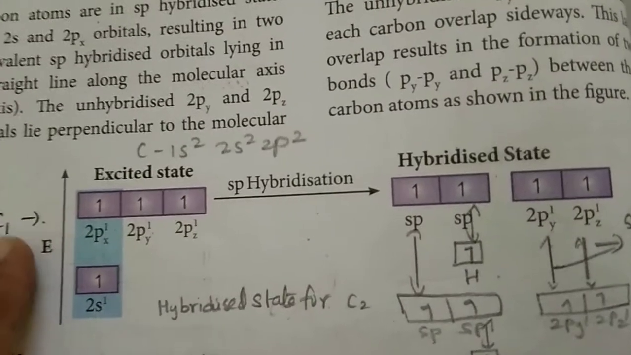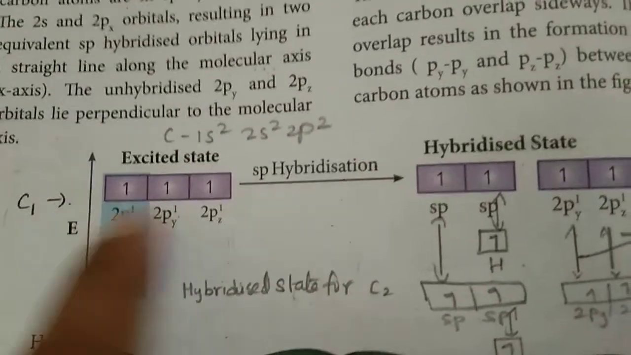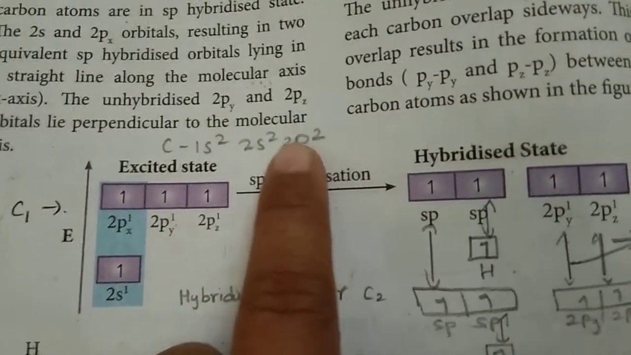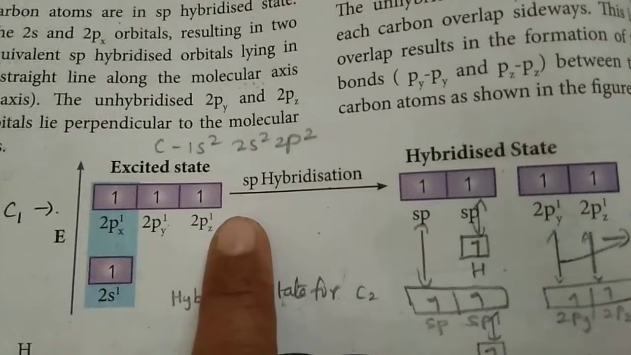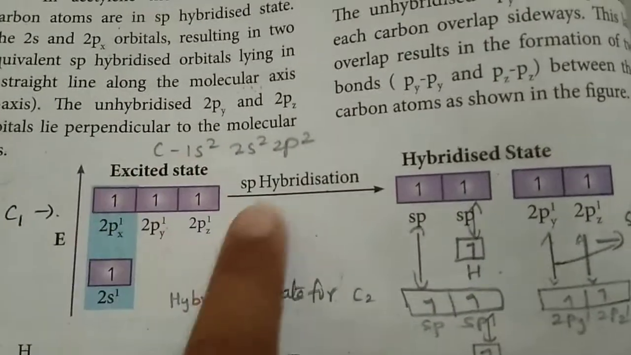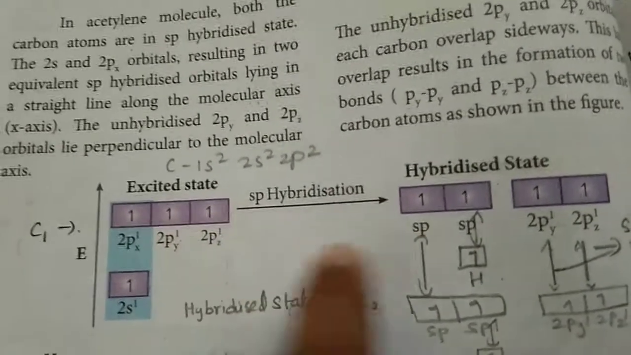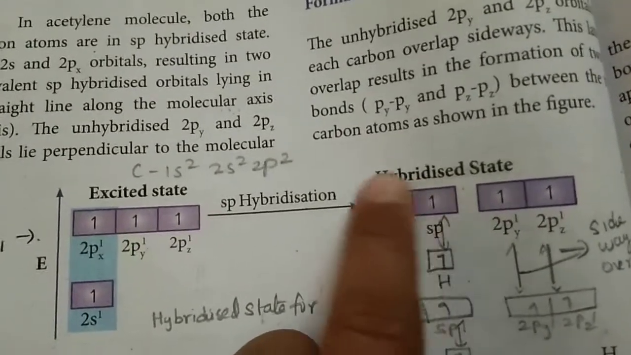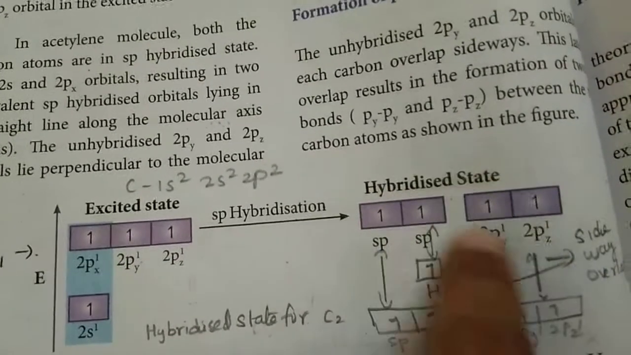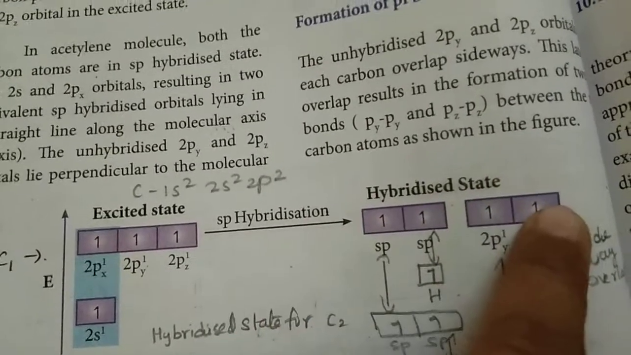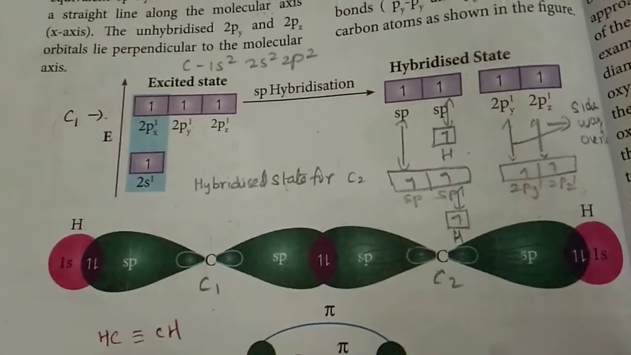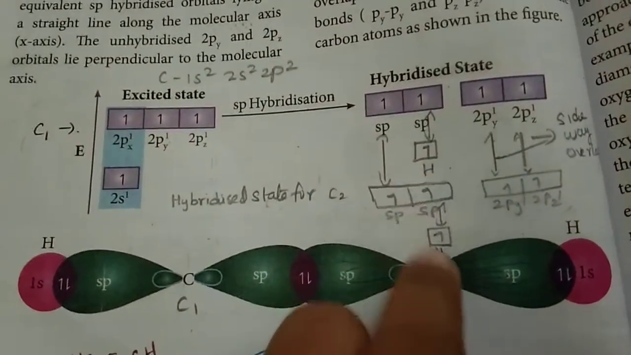Carbon atomic number 6: 1s2, 2s2, 2p2. From the ground state it gets excited to 2pz1. So we have the excited state like this. This shows sp hybridized state 1, sp hybridized state 2, and 2 unhybridized orbitals. This is for carbon 1, this is for carbon 2. In this you have how many hydrogen atoms? 2 hydrogen atoms, so H1, H1.